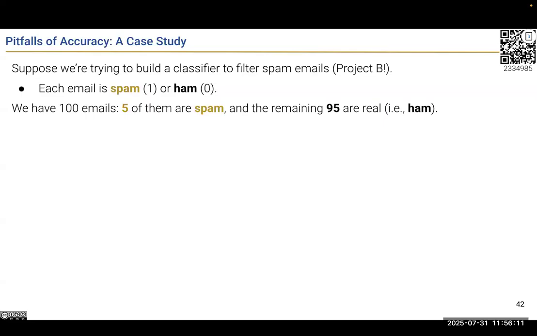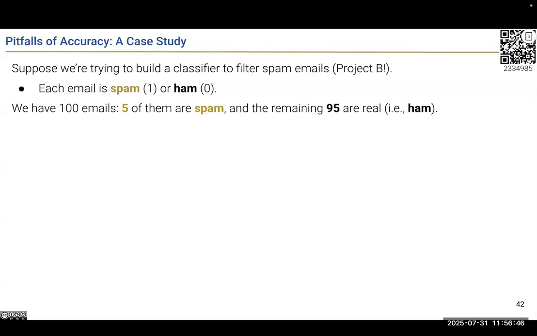So consider the following example. Here we're trying to build a classifier that serves as a spam filter for your emails. This is going to be your project B. It's called spam or ham. So you'll classify your emails as spam or not spam, which is ham. We encode spam as 1 and not spam as 0. So suppose you have 100 emails, 5 of them are spam, and 95 of them are real, or ham.